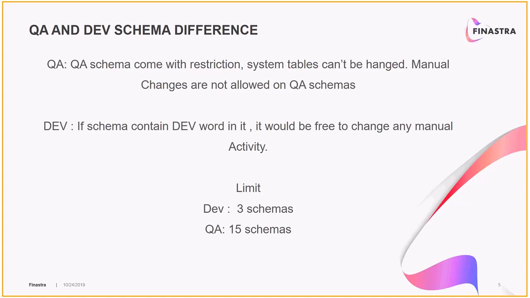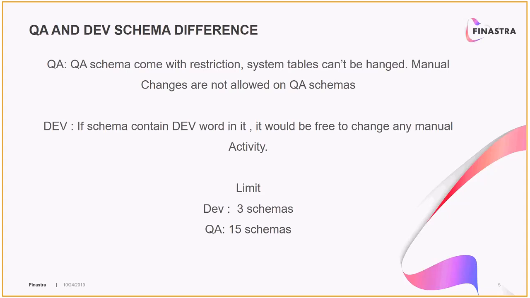So if any schema is created with QA as a name in it, QA as characters in it, it by default creates restricted system table schemas. But for dev, there is no restriction. They can make whatever changes they want. Okay, so this is basically for creating blank schemas.